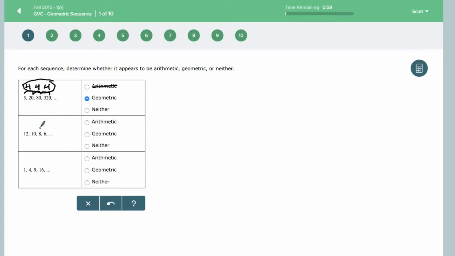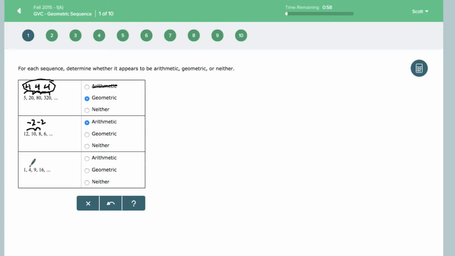Minus 2, minus 2, minus 2. It seems like it's always going down by 2. And again, we can find that as 10 minus 12 is a negative 2. And then 8 minus 10 is negative 2. And so on. So we see that, in fact, it has a common difference, so it's arithmetic.